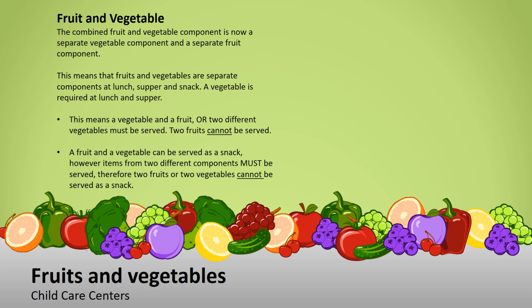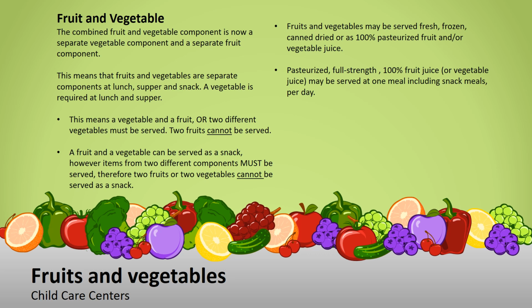A fruit and a vegetable can be served as a snack. However, items from 2 different components must be served. Therefore, 2 fruits or 2 vegetables cannot be served as a snack. Fruits and vegetables may be served fresh, frozen, canned, dried, or as 100% pasteurized fruit and/or vegetable juice. Pasteurized full-strength 100% fruit juice or vegetable juice may be served at 1 meal, including snack meals, per day.